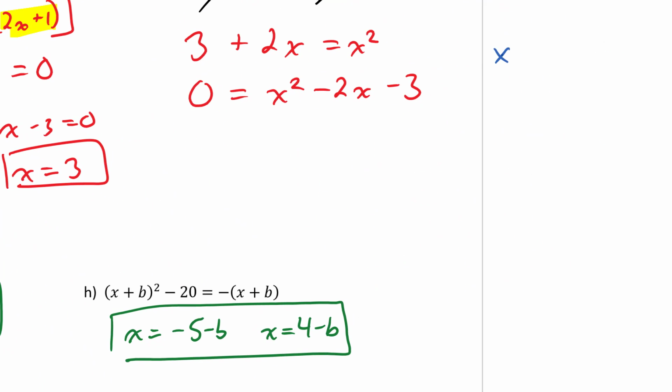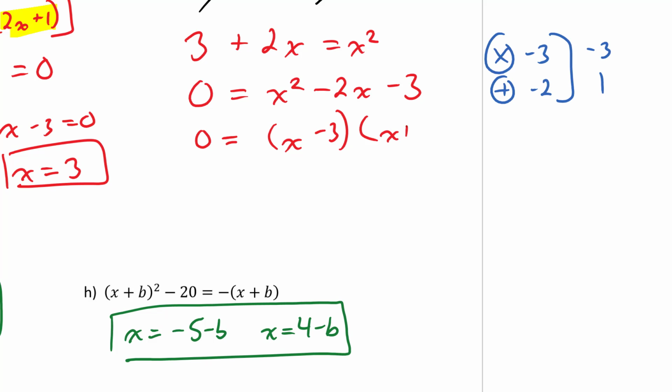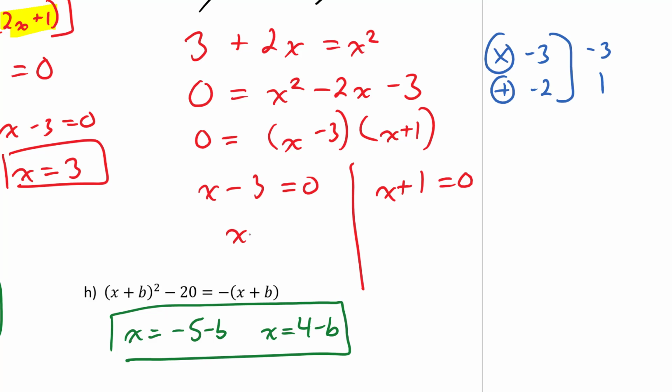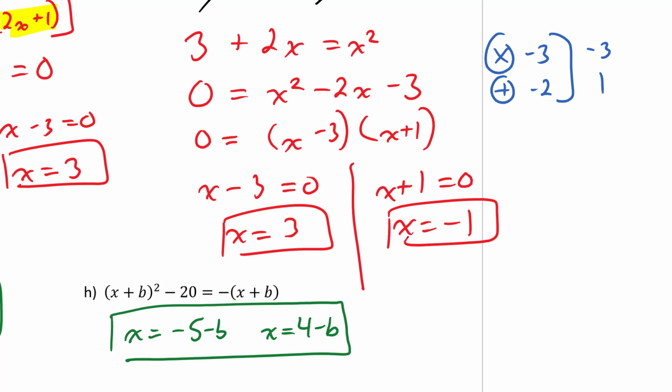So I'm looking for 2 numbers that multiply to -3 and add up to -2. Those 2 values will be -3 and +1. Factor it now. X minus 3, x plus 1. x minus 3 equals 0, or x plus 1 equals 0. X is equal to 3, and x is equal to -1. 2 correct answers.